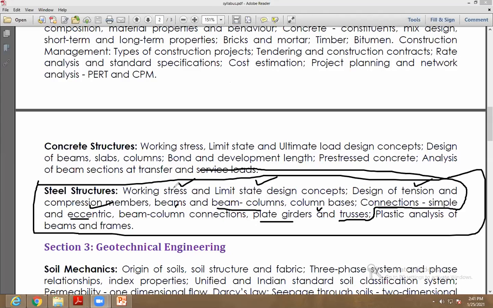So the questions may be asked on these modules: tension member, compression member, beam columns, column base, connections which may be simple and eccentric connection, then plate girder and roof truss, and the most important, that is the plastic analysis of beams and frames. So that is the syllabus as per GATE for steel structure, right?